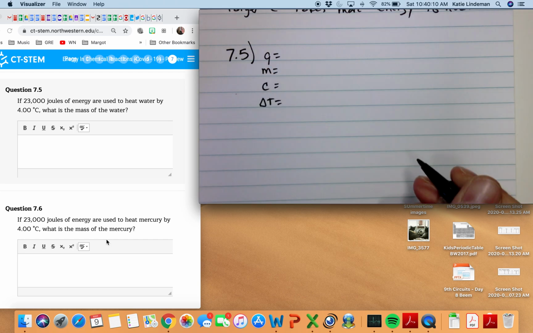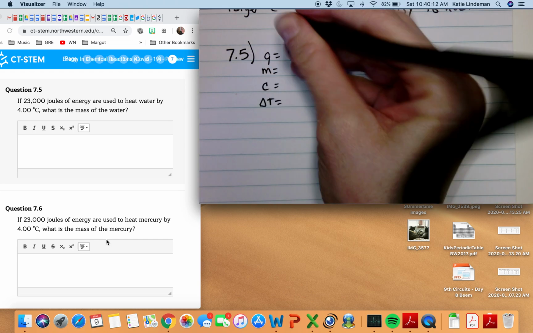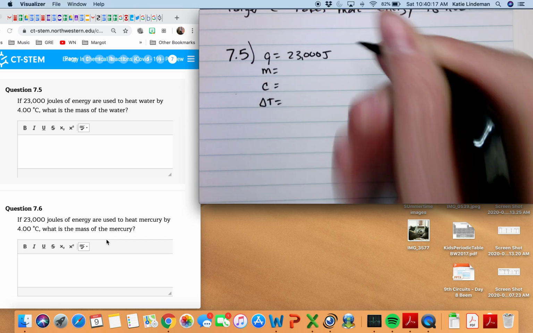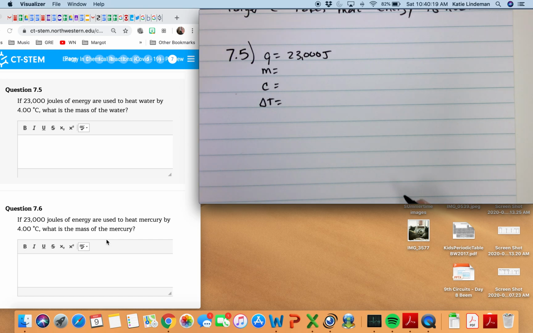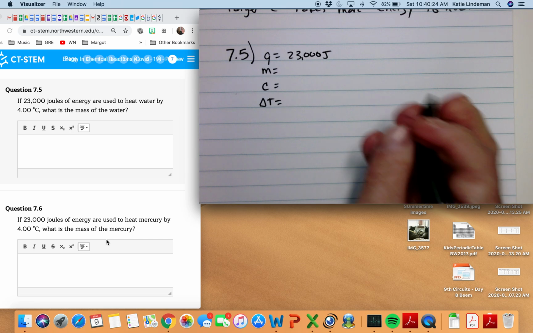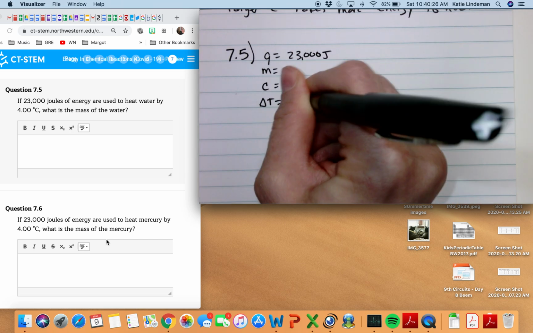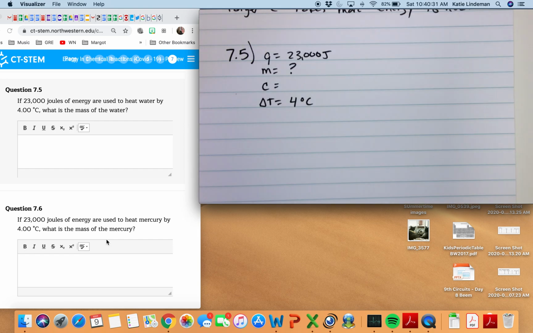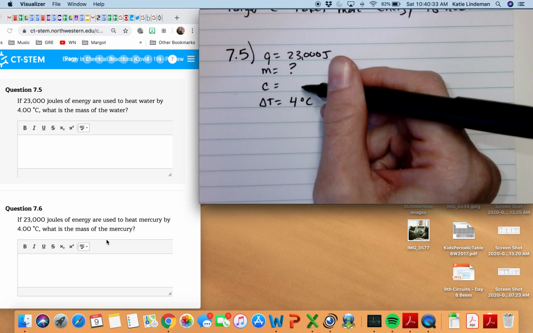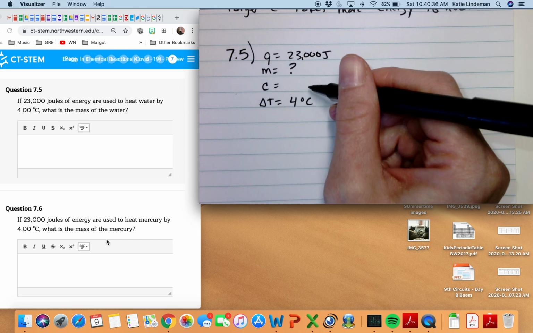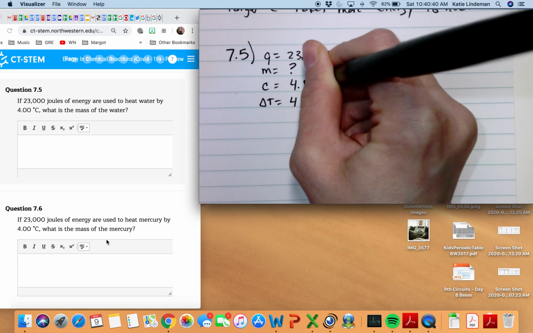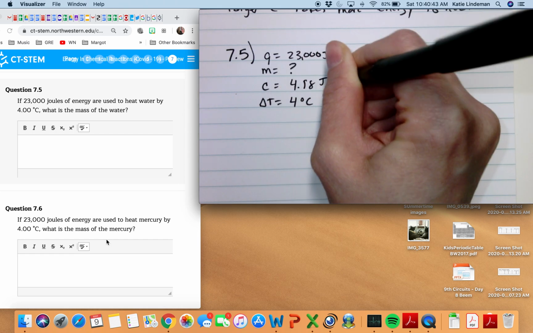Okay? So if 23,000 joules, so that's for Q, if 23,000 joules of energy is used to heat water by 4 degrees Celsius, what is the mass? We are asked to take the value of C that we were given above. So C is just 4.18 joules per gram degrees Celsius.